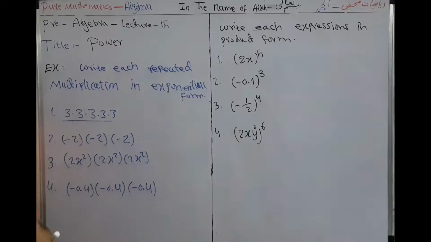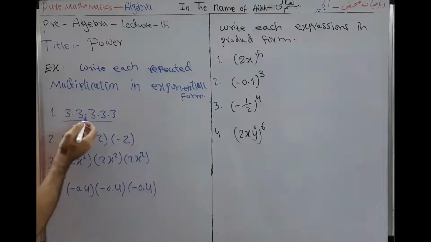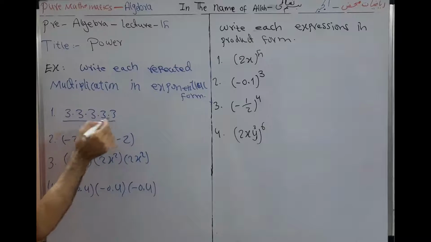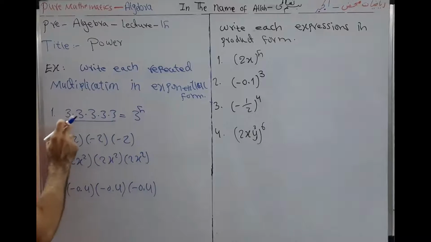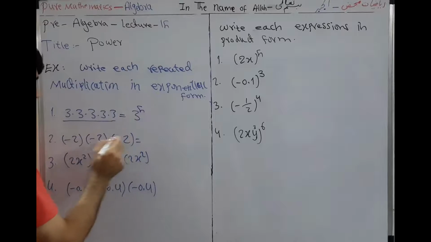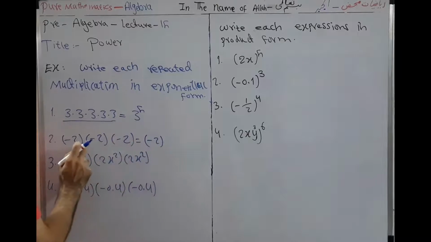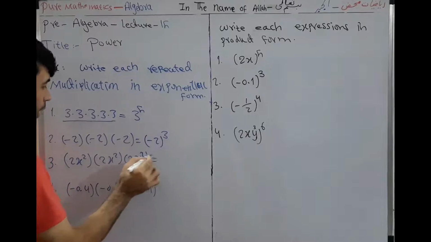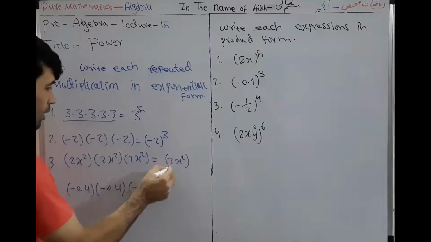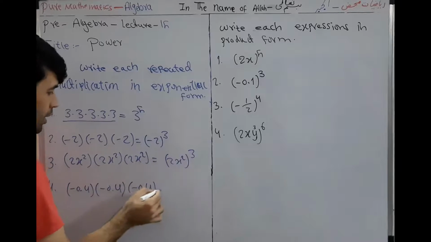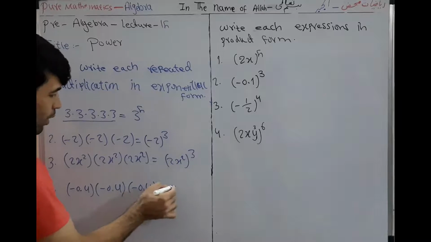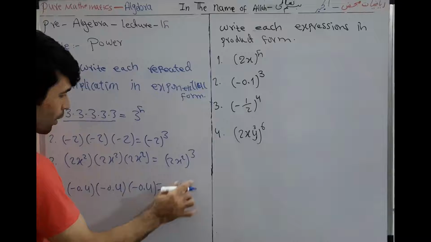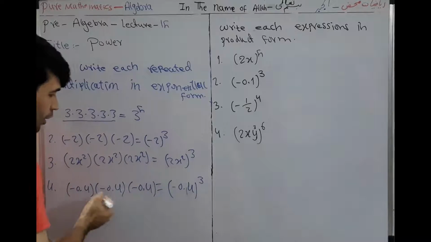Now we want to write this. Here is the repeated multiplication of the same number. We can write 3 to the power 5. We count the numbers: 1, 2, 3, 4, 5. Also here minus 2 whole to the power 3. 2x squared whole to the power 3. Minus 0.4 whole to the power 3, repeated 3 times.